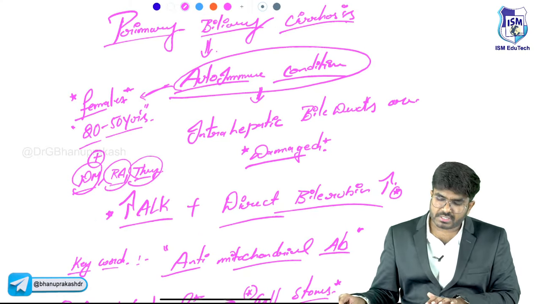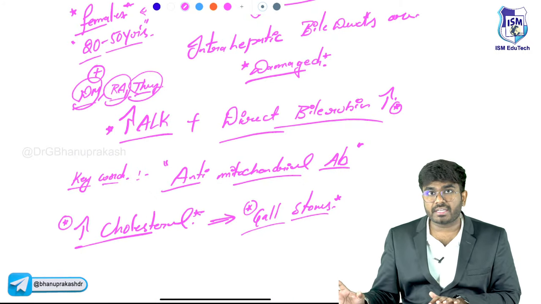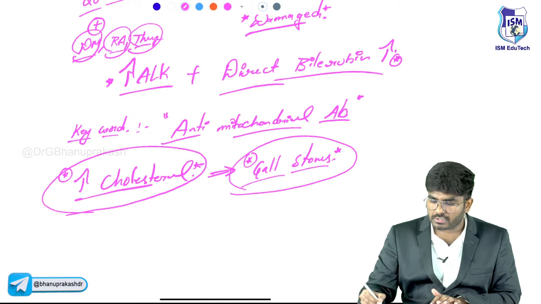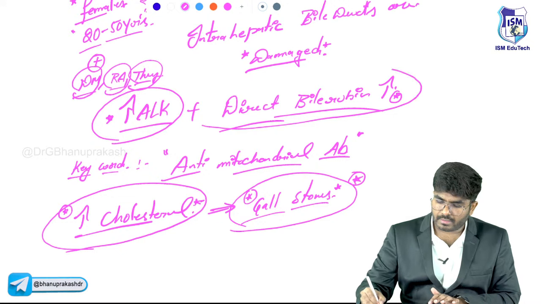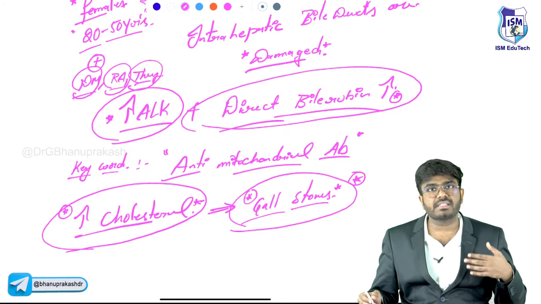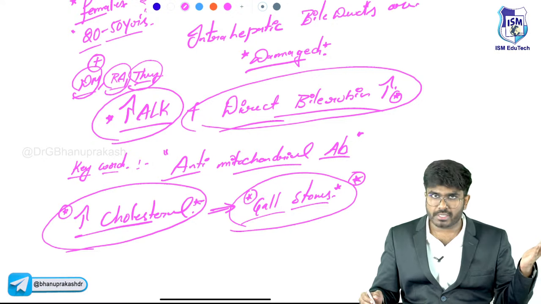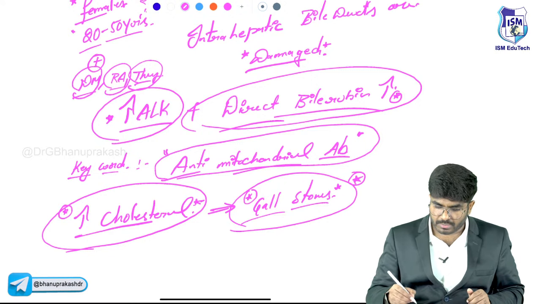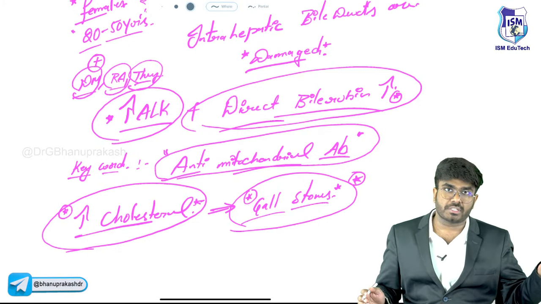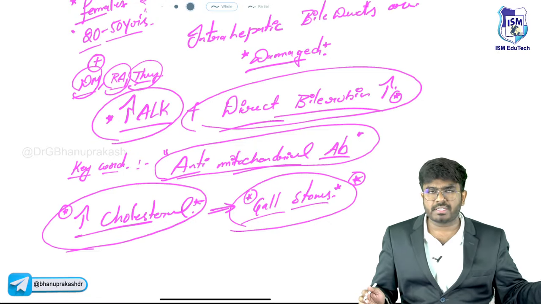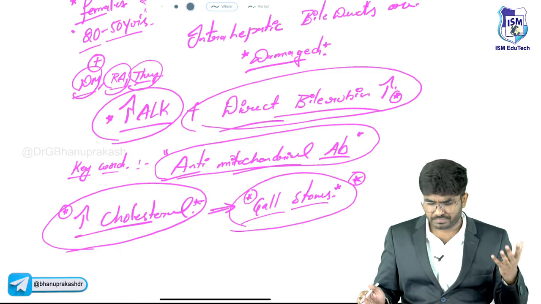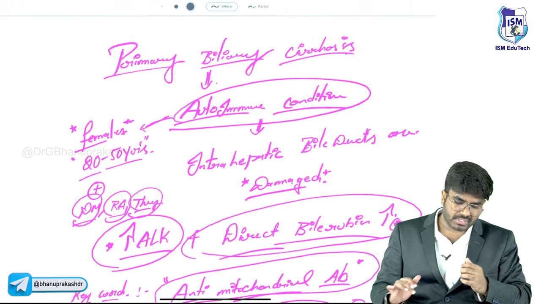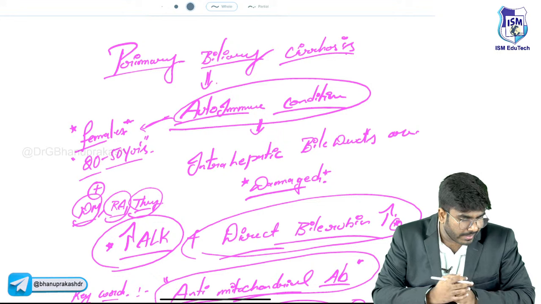So primary biliary cirrhosis is an autoimmune condition, mostly seen in females. Intrahepatic bile ducts are getting damaged. These patients are highly associated with cholesterol. That cholesterol is the one which causes the gallstones. So whenever there are gallstones, there are elevated levels of alkaline phosphatase as well as direct bilirubin because of obstructive jaundice. These patients are going to have anti-mitochondrial antibodies. As it's an autoimmune condition, most of the time it comes in association with other autoimmune disorders. Or the parents or the siblings usually have some other autoimmune disorders like SLE, vitiligo, Sjögren's syndrome. So these are some important points which I want you to know regarding primary biliary cirrhosis.